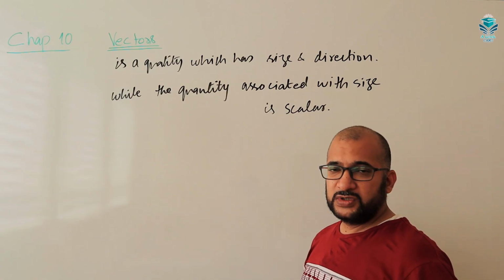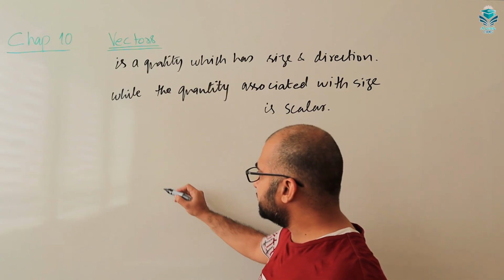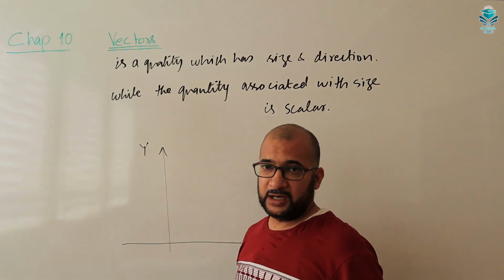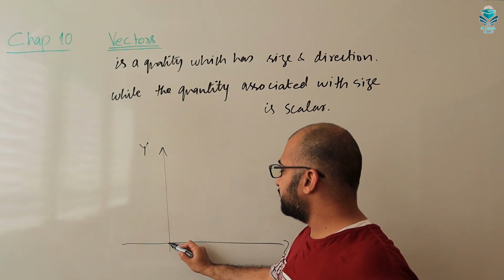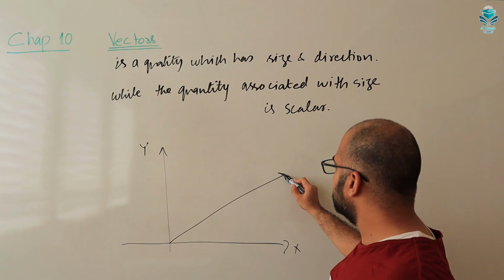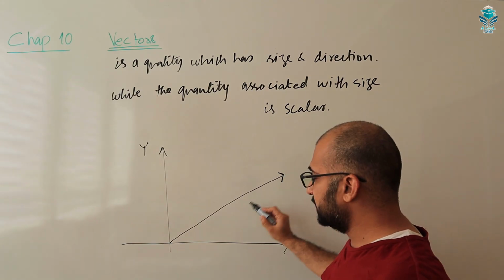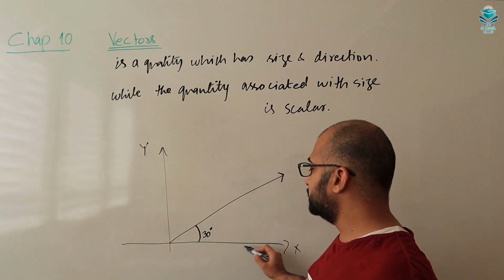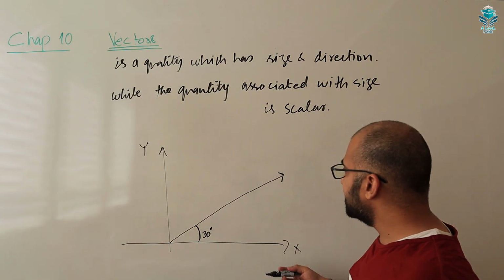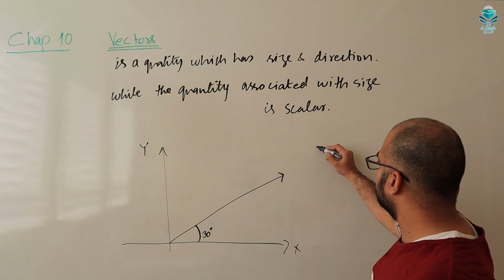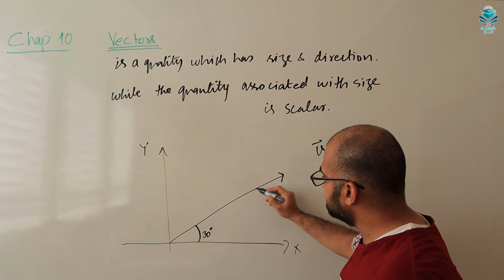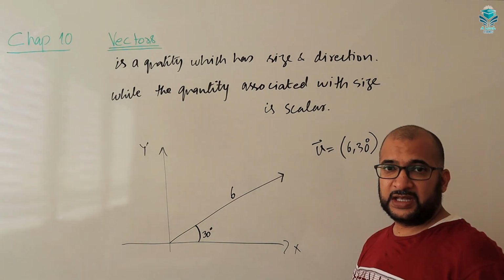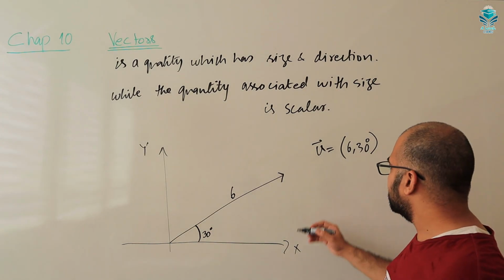Mathematically, a vector is a line in two-dimensional space. Let's say x and y is a plane and we are discussing a vector. A vector is a line with an arrow over the head. Let's say it makes an angle of 30 degrees with the positive x-axis. Then we can say there is a representation of a vector v, where the length of this line is 6. So 6 at the angle 30 is another representation of a vector.